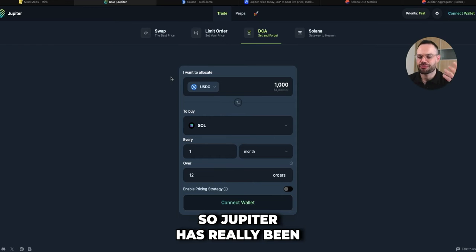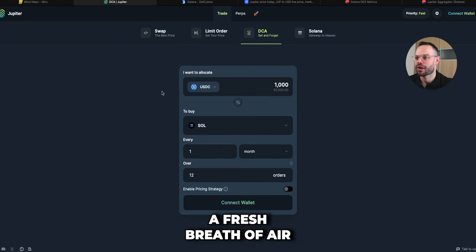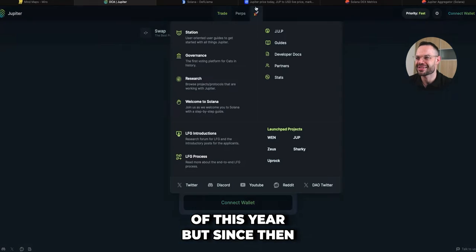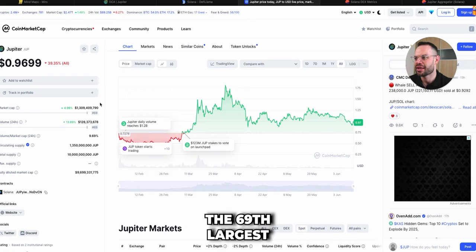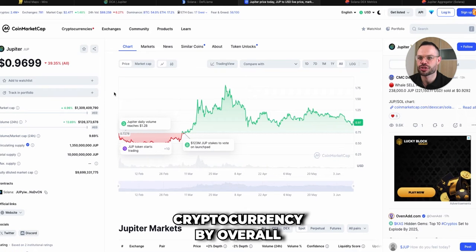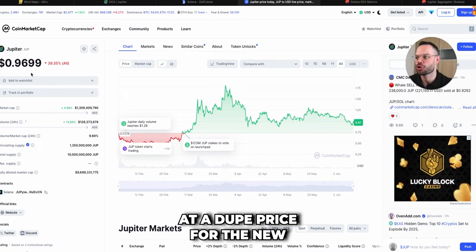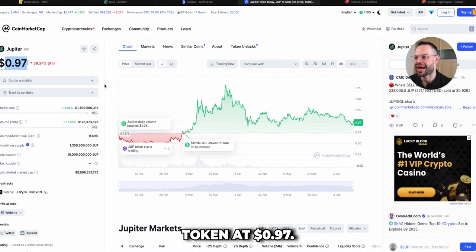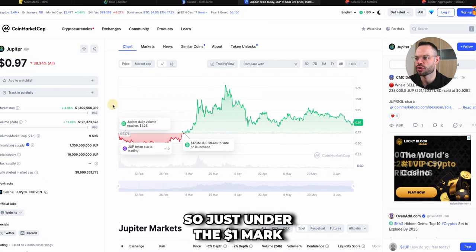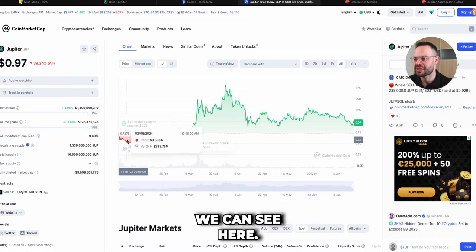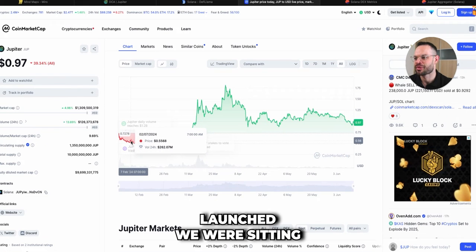So Jupiter has really been a breath of fresh air in the Solana ecosystem. It did only launch in January of this year, but since then it has grown to be the 69th largest cryptocurrency by overall market cap. We're currently sitting at a Jupe price for the Jupe token at 97 cents, so just under the $1 mark. We can see here when we initially launched, we were sitting at a bit of a dip.